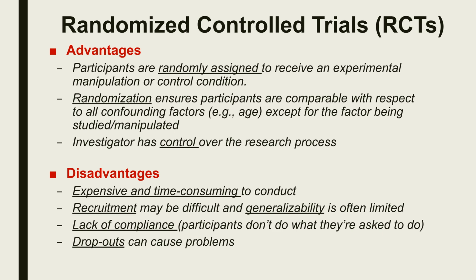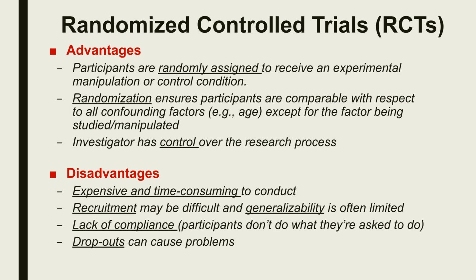Recruitment can be challenging as well. Because RCTs typically have strict eligibility criteria, researchers may need to screen many individuals to recruit a relatively small sample. This can significantly slow down the study process. Generalizability is another concern. Participants who meet strict criteria and agree to join the study may not fully represent the broader population, which can limit how widely the findings can be applied.